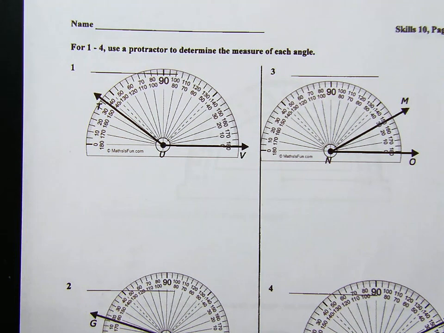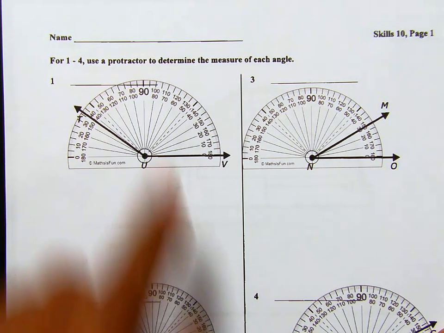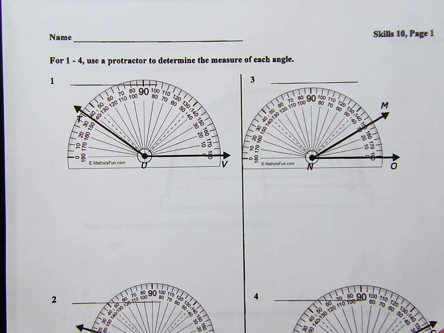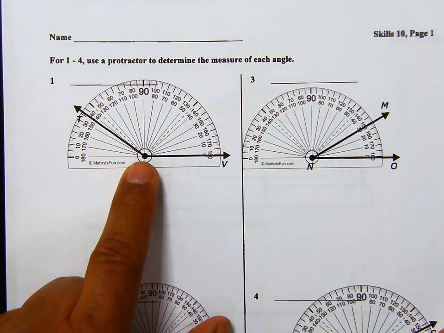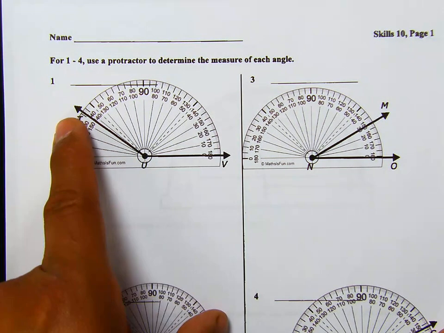Today we'll be working on skills 10. It says for 1 through 4, use a protractor to determine the measure of each angle. So if we look at 1, they have a protractor there for us, and then we have this angle.